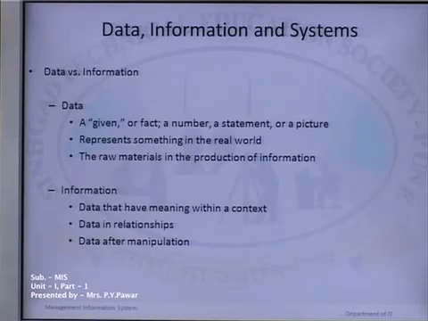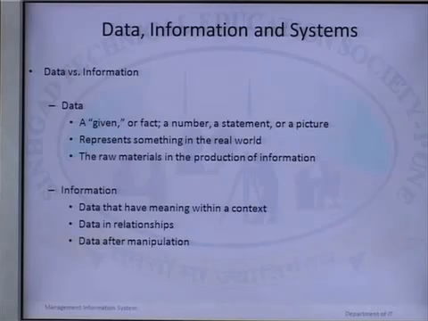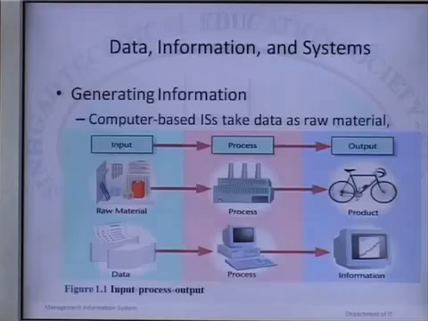So here we have already seen the details of data versus information. Data is nothing but facts, given as numbers, statements or pictures. It represents something in the real world. It is a raw material, and information is meaningful data with a relationship, and it can be calculated or generated after manipulation.